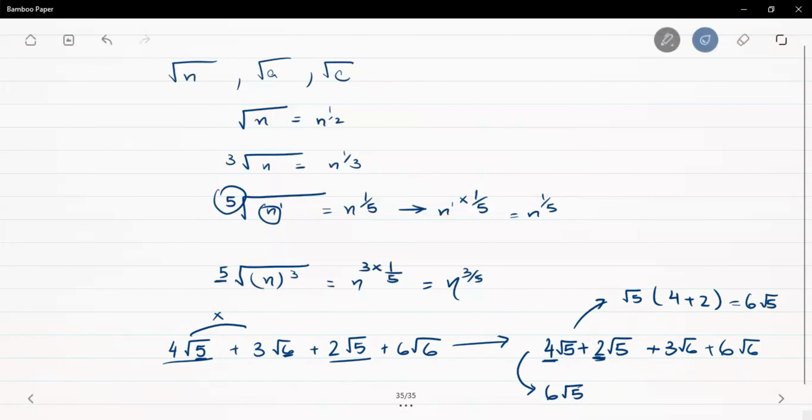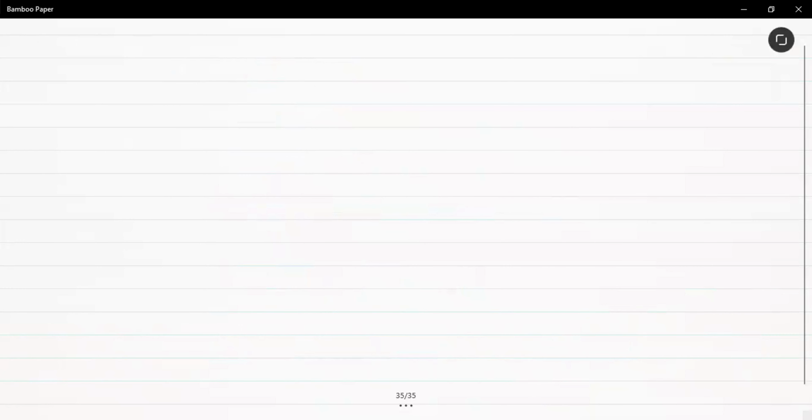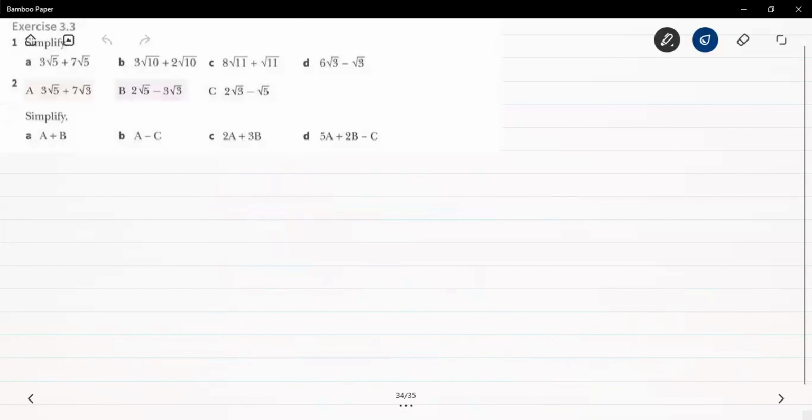Okay, so just let me clear this page up and let me proceed on to solving the questions. That's the basic concept you may need for now. And let's jump straight in to question number one. That's the basic concept you need to solve these questions.